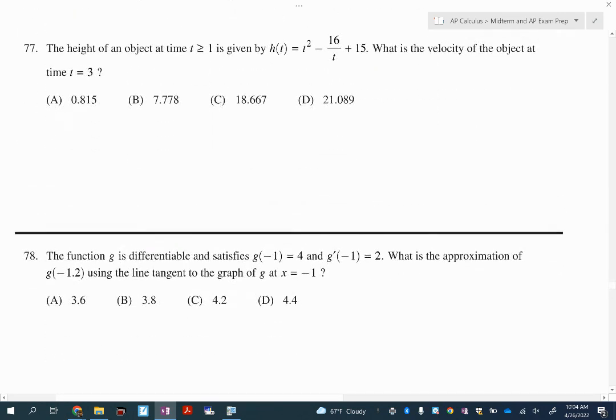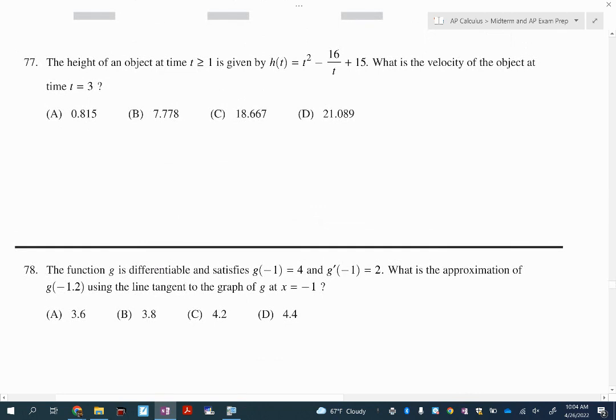Okay, 77. So this is asking for the velocity of the object at time t equals 3, and they give us the height. All right, so in this case, it's kind of like the position, velocity, acceleration discussion we've had before. In this case, the position is just the height. So to get the velocity, we're going to take the derivative of this height function.